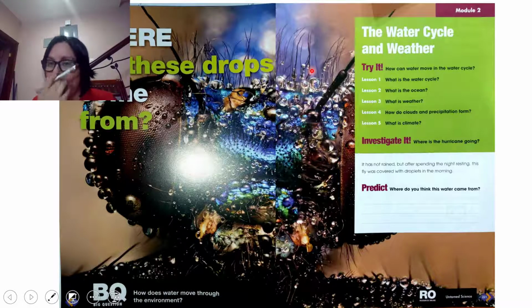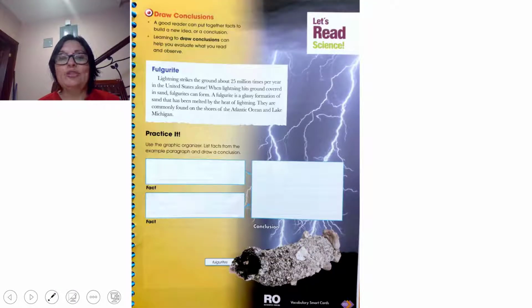Drops of water. So the question says, where do you think this water came from? Because it said that it has not rained. So in the night, the fly was resting or sleeping, and in the morning, the fly was covered with droplets of water. So if it was not raining, where do you think the water came from? This is a question for you to answer. You are going to answer it in here, okay? When you finish answering this question, let's go to the other page, 223.